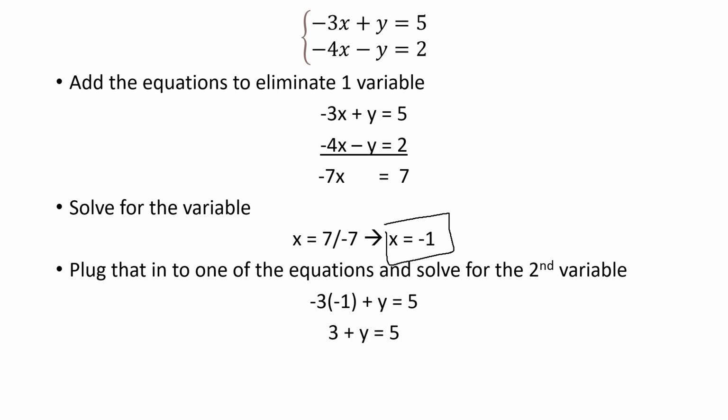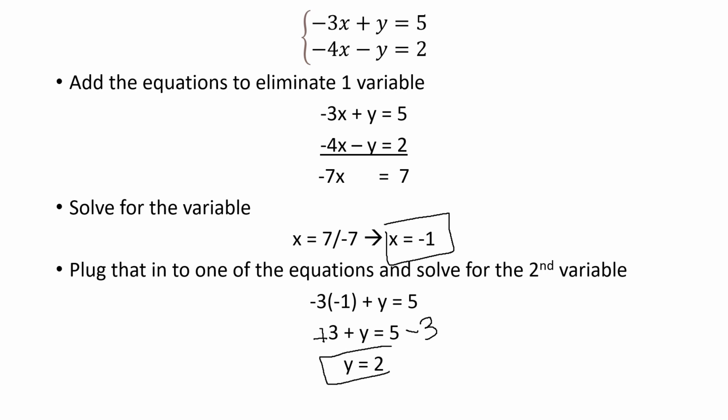Negative 3 times negative 1 is positive 3. So I have 3 plus y equals 5. I'm going to have to move that positive, understood plus. Don't forget there's no sign there, it's plus. I'm going to need to move that plus 3 over and it becomes minus. So 5 minus 3 is 2.